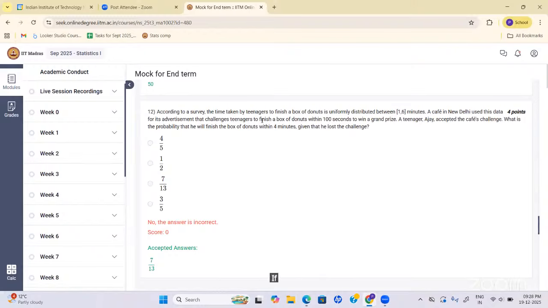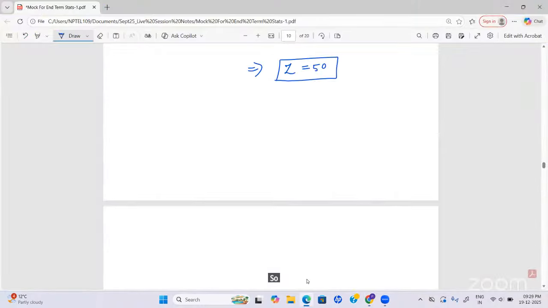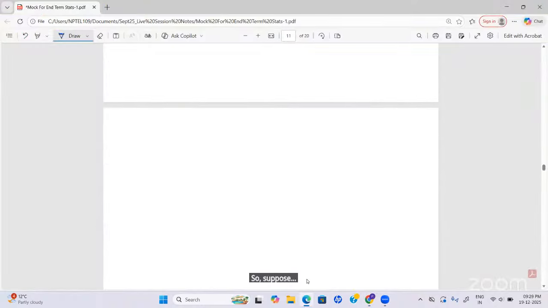If I am taking the random variable as x, suppose x is some random variable which represents the time taken by a teenager to finish a box of donuts.